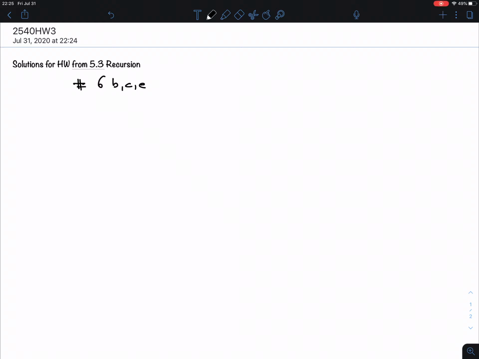Okay, let's look at the problems from recursion. There are quite a lot here, so I picked from 6 only 3. So the first one, 6b, was we defined f0 to be 1, f1 to be 0, f2 to be 2, and fn to be 2 times fn minus 3. Okay. And this last one is for n at least 3.